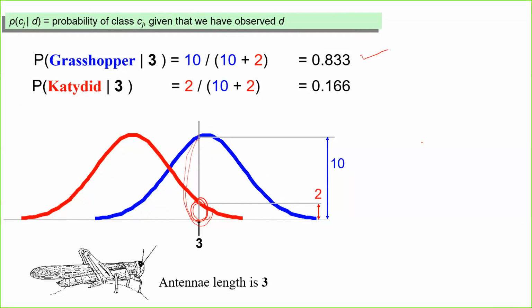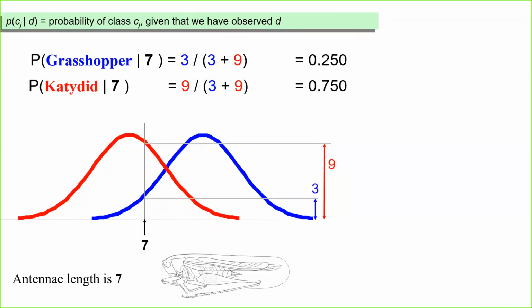Super, grasshopper. Let's take another: antenna length 7. This is the distribution. There are 3 grasshoppers with antenna length 7 and 9 katydids with antenna length 7. So 3 by 12 and 9 by 12. Which label should we assign in this case? Katydid.